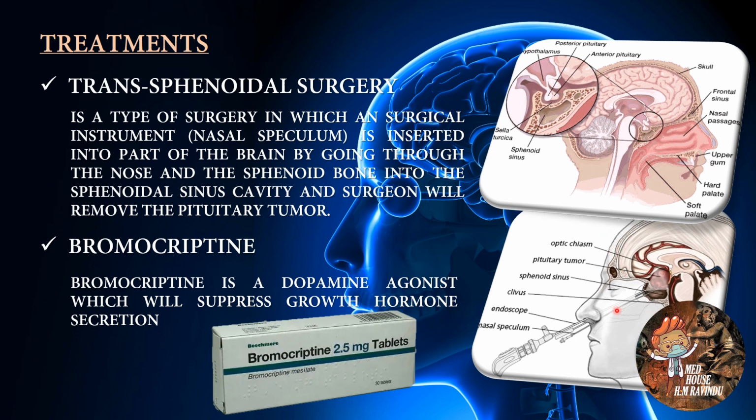In the below picture you can see how the nasal speculum is inserted and remove the pituitary tumor. And the second treatment is we can give bromocriptine, because bromocriptine is a dopamine agonist which will suppress growth hormone secretion. In this picture you can see bromocriptine tablets.